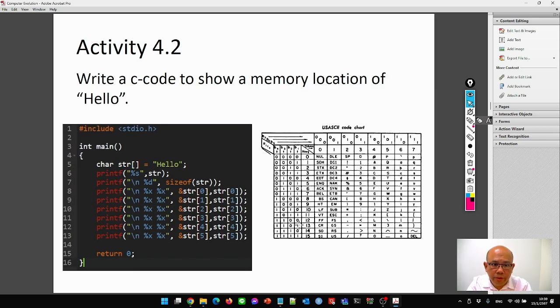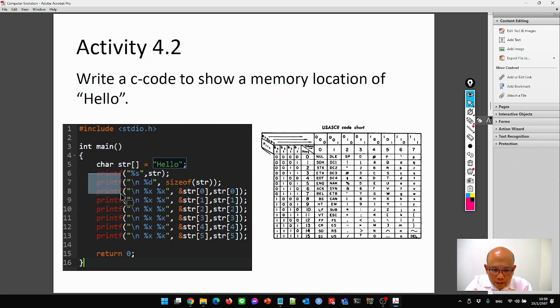Okay, now we will do activity 4.2. In this activity, we will write the code in C language. This code is very simple. The code displays the hello message on screen. When you declare the variable in the C language, for example here I declare the variable str. The str is any location in the memory, and the message is put into the memory.